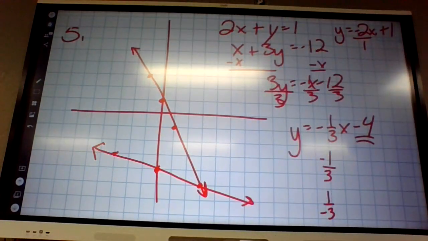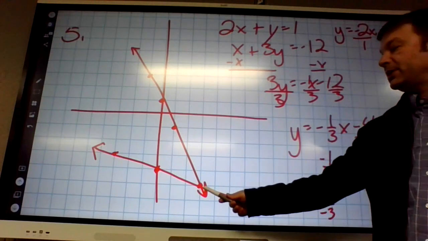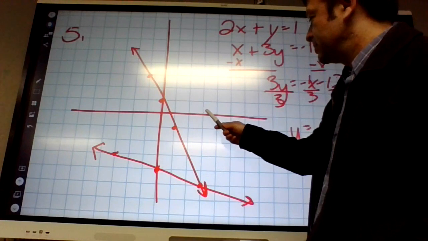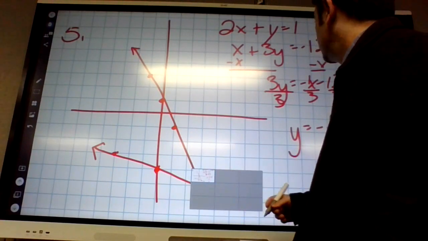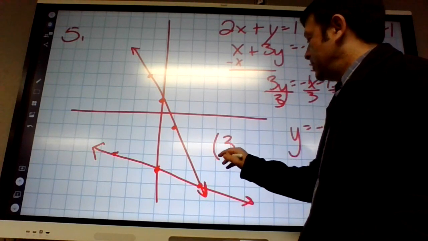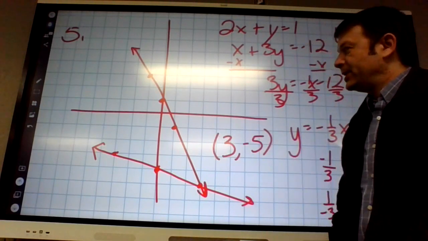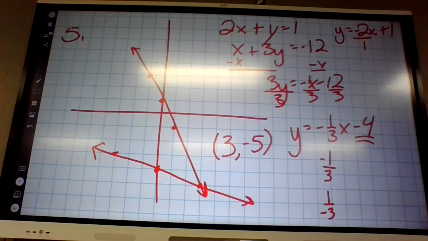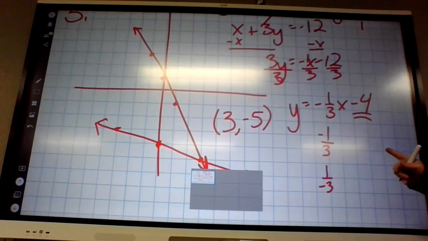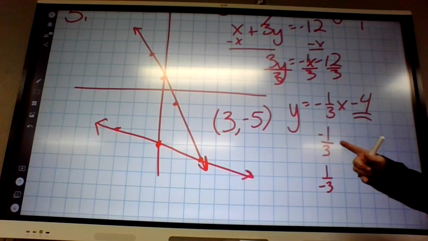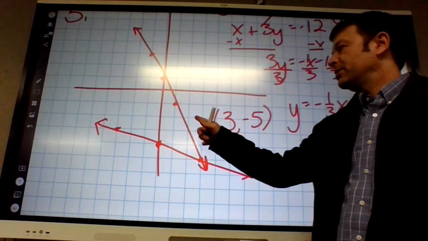Alright. Is that it? Am I done? No. What do I need to do? Find the point they intersect at. Yeah, the answer is where they intersect. And where is that? 3, 1, 2, 3, 4, 5. (3, -5). What does (3, -5) have to do with anything? That's the solution if you plug it in. Yeah, if you plug it in the equations, that's the one that works in both. All those points on the line, the ones we graphed and the ones we didn't, are solutions to that equation.